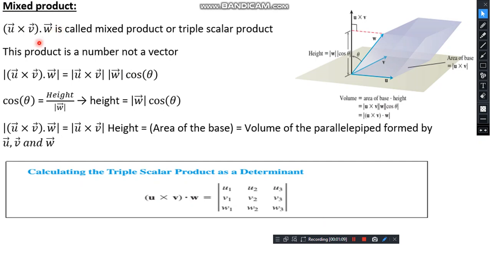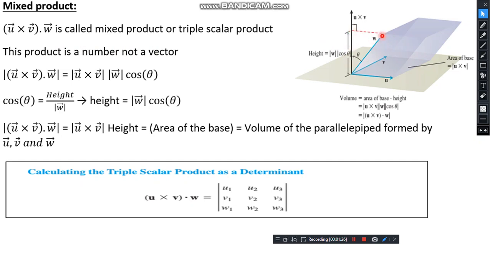Now the mixed product, or called the triple product, U cross V dot W. First of all, U cross V is a vector, and you have a dot here with a vector W, so the result is a scalar, a number. So this is a number. What is U cross V? U cross V, we said, is the area of the parallelogram times a unit vector.